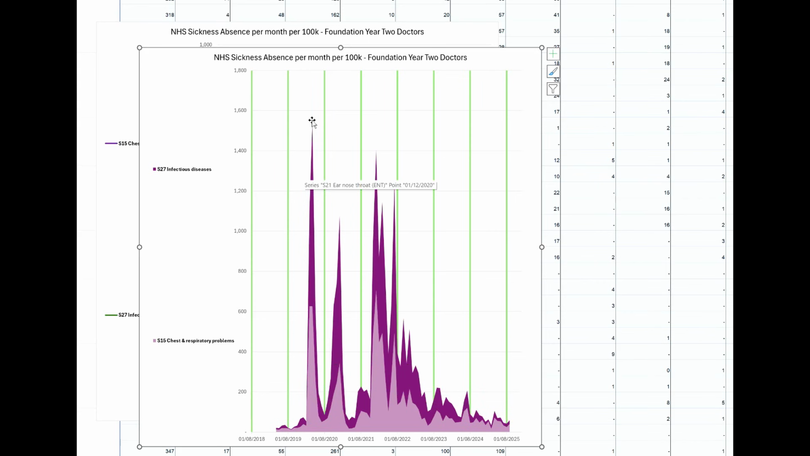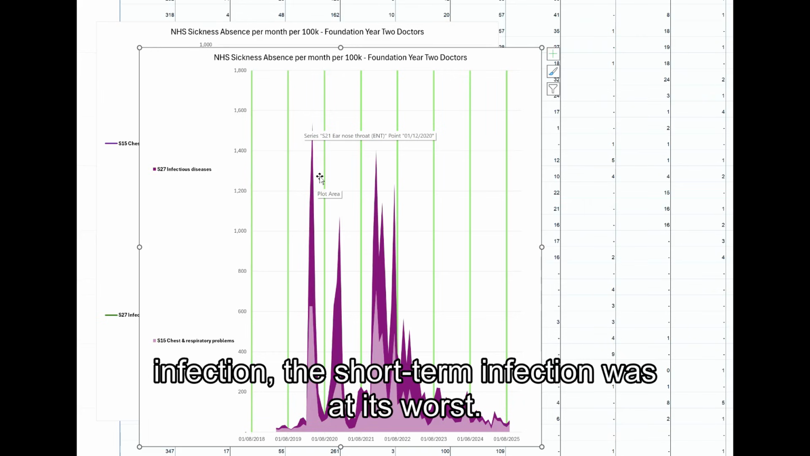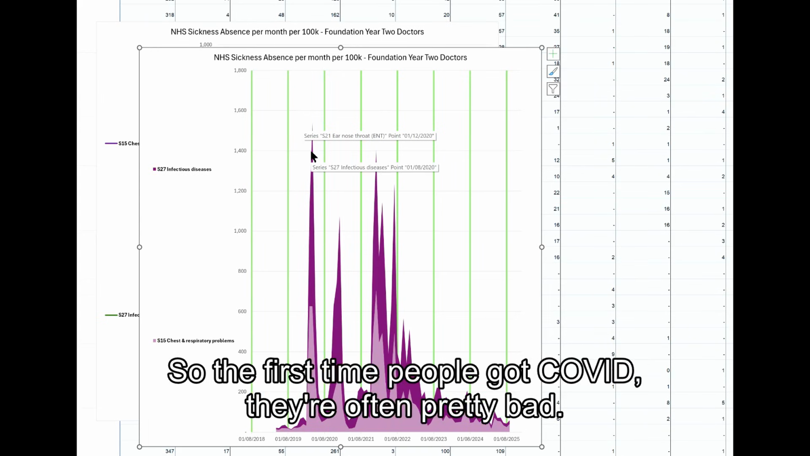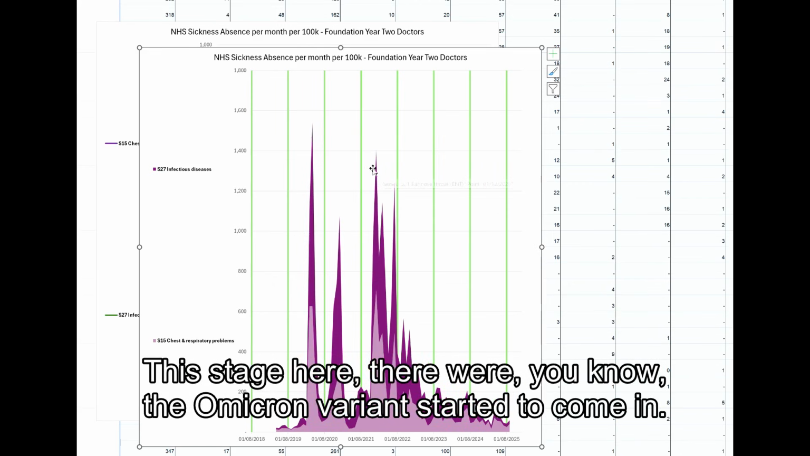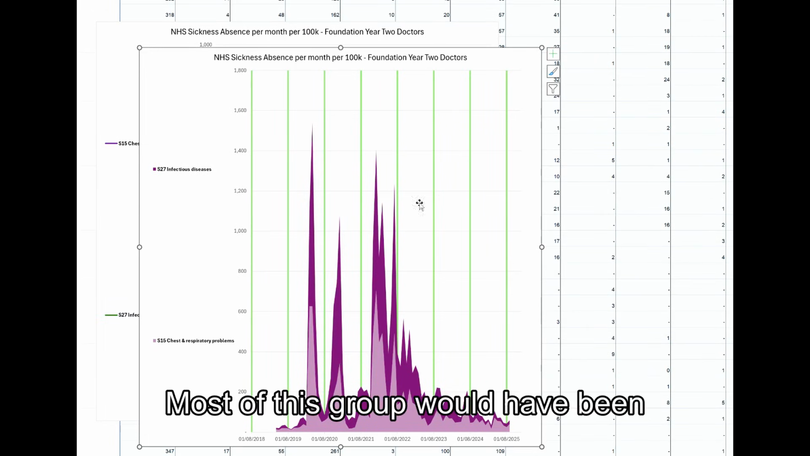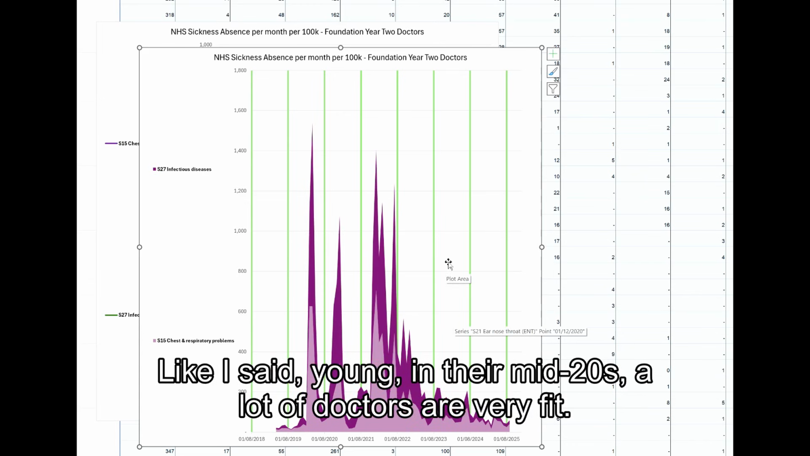But also, when people first got COVID, those were generally the times when the acute infection, the short-term infection, was at its worst. So the first time people got COVID, they're often pretty bad. And I think that, this is 2022 here. This stage here, the Omicron variant started to come in. These are quite bad waves. Most of this group would have been, like I said, young, in their mid-20s. A lot of doctors are very fit.